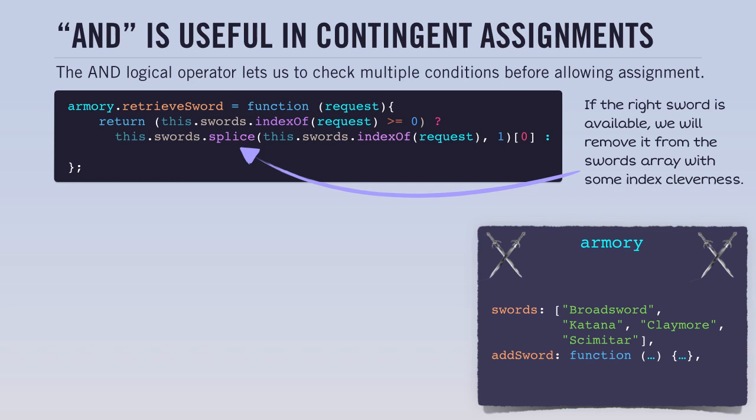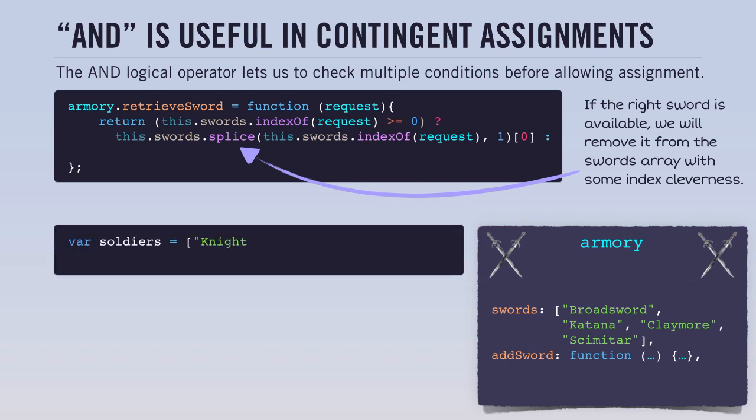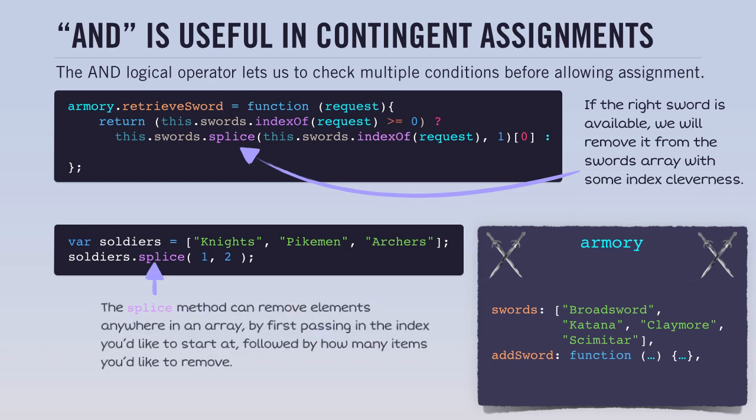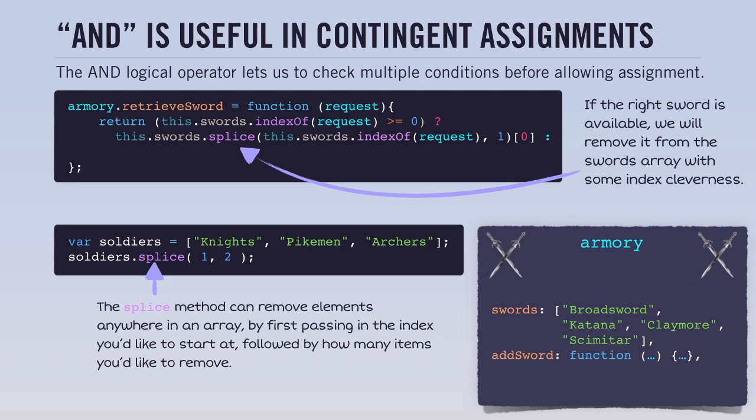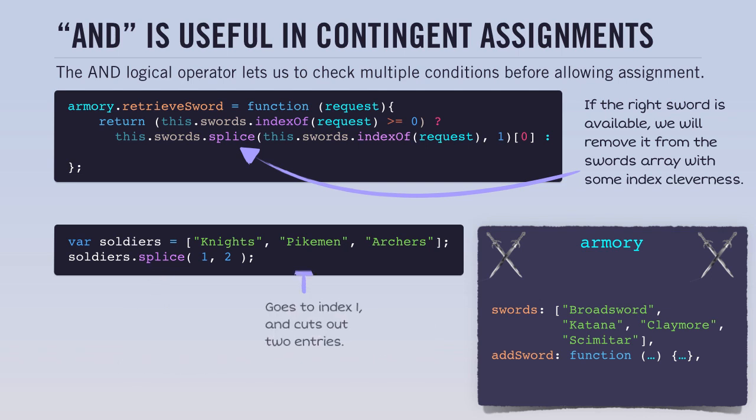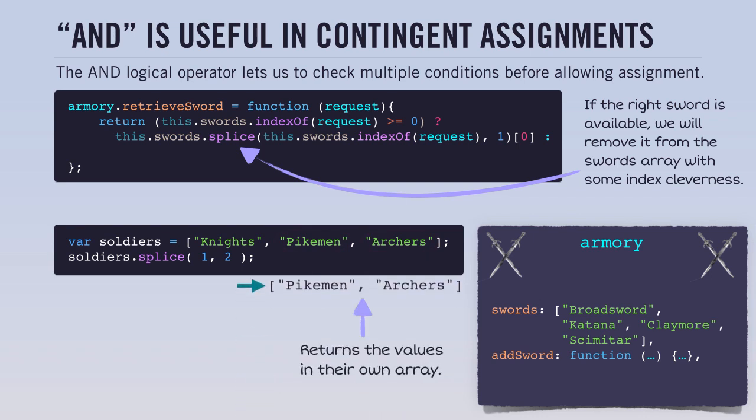Let's just take a look for a second. If we create a soldiers array, we got knights, we got pikemen, we got archers, and we splice that array at index 1 for 2 units. Now what does the splice method do here? Well, it's going to go into index 1, which is pikemen. It's going to take out 2 entries, including pikemen and archers. And what does the splice method return? It returns those values that it spliced out inside of their own brand new array.